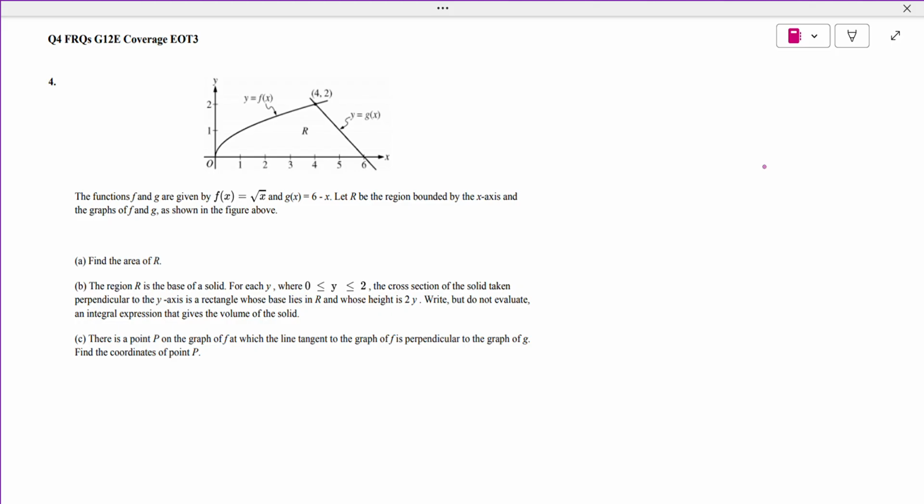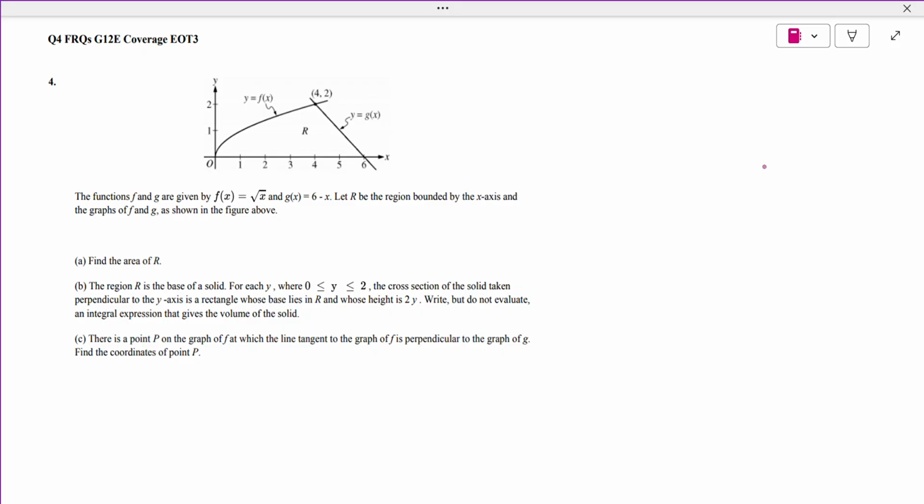So the fourth question, we have two functions f and g. They are given by f of x equals root of x and g of x equals 6 minus x. Let R be the region bounded by the x-axis and the graphs of both functions as shown in the figure. Part A, find the area of R.